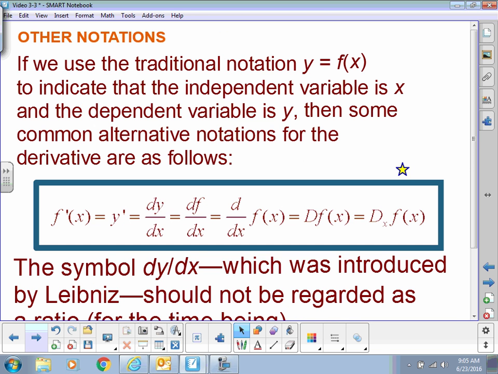Now, some alternative notations other than f prime of x. We'll see y prime. We will see dy over dx. That is Leibniz notation. And then there's some other notations there. We will not see those as frequently. Those first three listed there are the most common three that we will see. And so you want to be able to recognize if you see them in a problem and it says to find that you're really just finding the derivative.